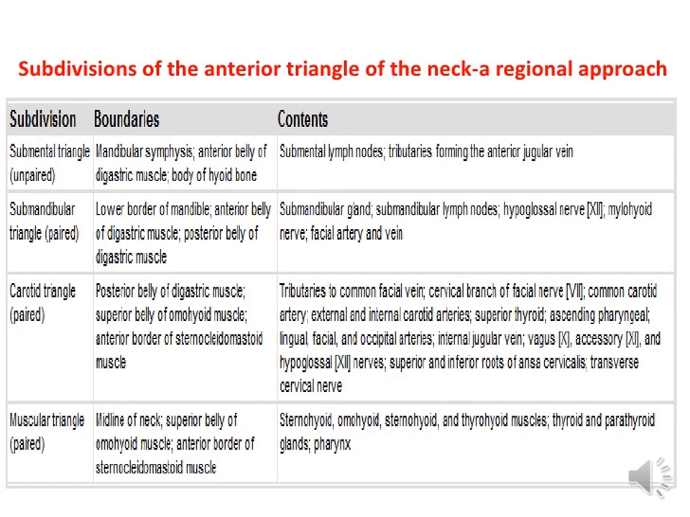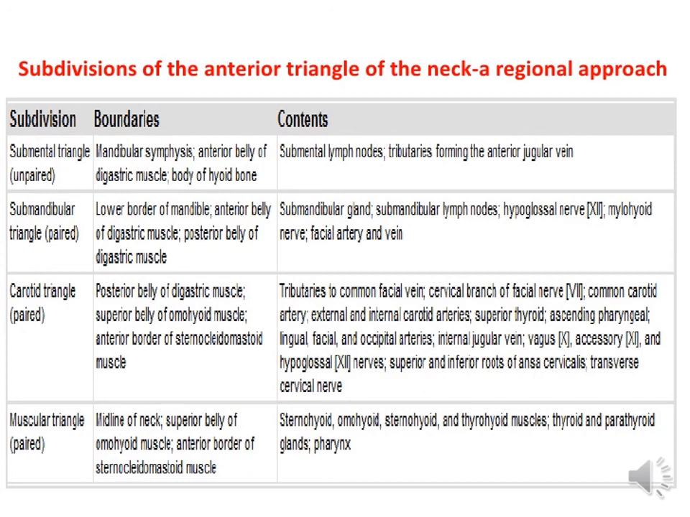The third triangle is the carotid triangle. Its boundaries: posterior belly of the digastric muscle, superior belly of the omohyoid muscle, and the anterior border of the sternocleidomastoid muscle. Its contents: tributaries to the common facial vein, cervical branch of facial nerve, and common carotid artery, external and internal carotid arteries, superior thyroid artery, ascending pharyngeal, lingual, facial, and occipital arteries, internal jugular vein, vagus nerve, accessory nerve, and hypoglossal nerve, and superior and inferior roots of ansa cervicalis and transverse cervical nerve.